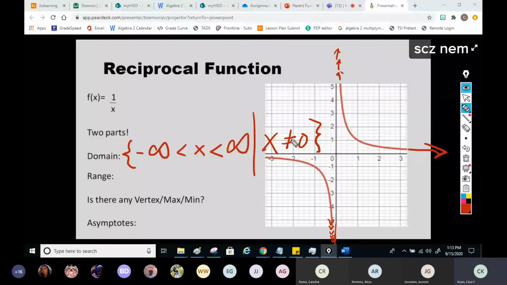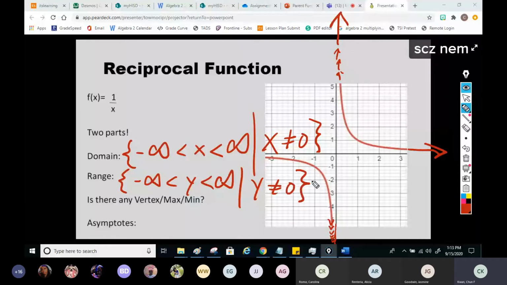x will never equal 0 because this side right here, it will get closer and closer, but it will never touch the y-axis. Same for this. What about the range? The range is going to go as low as negative infinity, less than y, less than, it will go as high as positive infinity. But then again, we will have to put y will never equal 0 because right here and right here, they will not ever touch the axis. It will get closer and closer, but it will never touch.